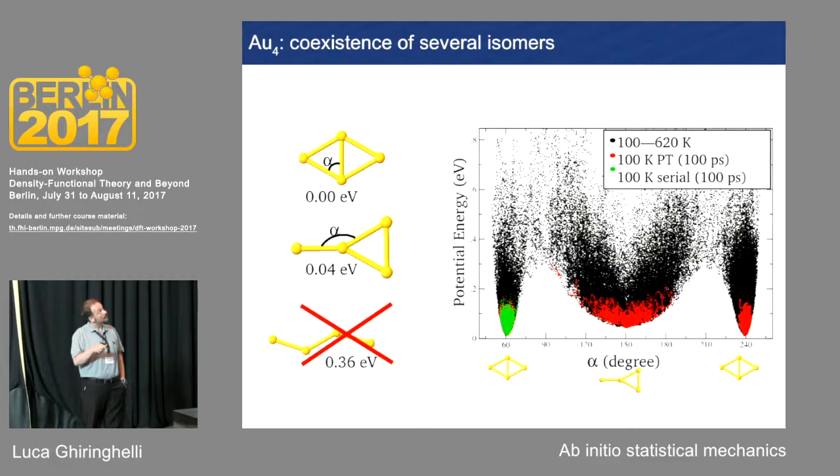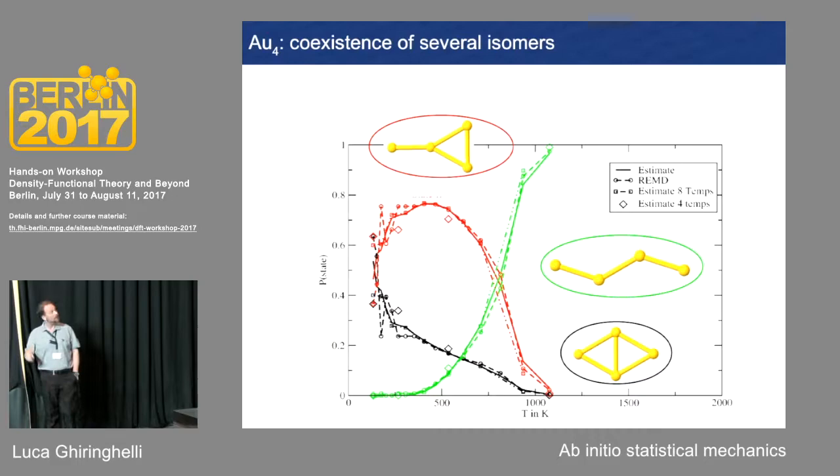This plot shows that if I do a simulation at 100 Kelvin, for example, I see the green dots. So the system lives forever in this basin here, in this local minimum. If I take the 100 Kelvin simulation out of the replica exchange, I have visited the other structure. This is again the same because, of course, this is periodically repeated. And if you then realize there is another structure, you can redo the reweighting and calculate the probability to get structure 1, 2, and 3 as a function of temperature out of one single simulation in which you didn't know anything before.